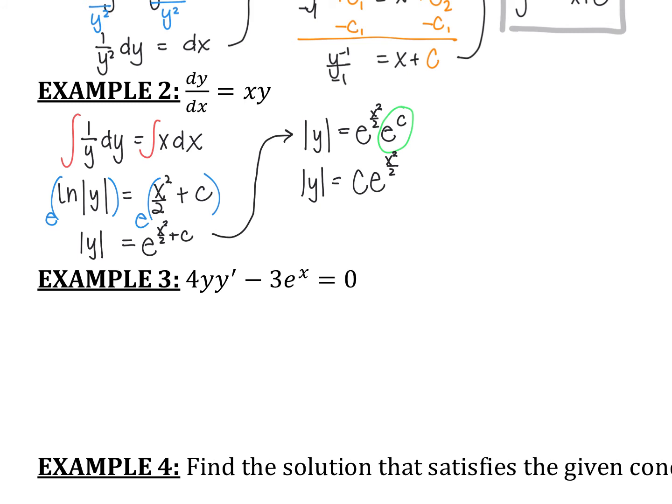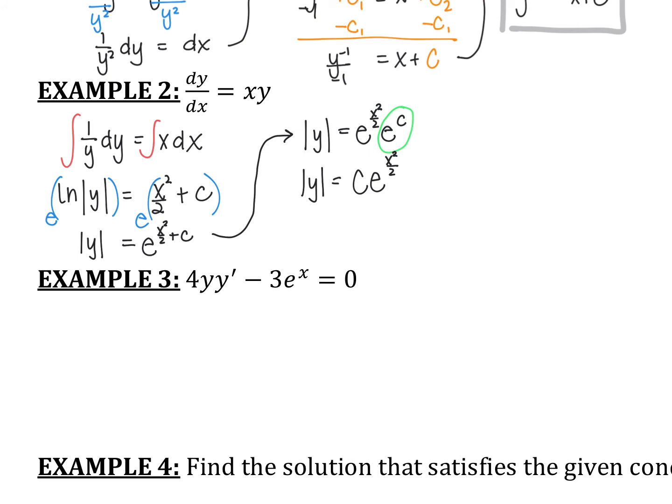Now, truthfully, I need to do some more work because I've got the absolute value of y. I don't want the absolute value of y. Talk to me, what does absolute value mean? Distance from 0. So if I'm 5 units from 0, I could be at positive 5, or I could be at negative 5. But anyway, I could be at either of those places.